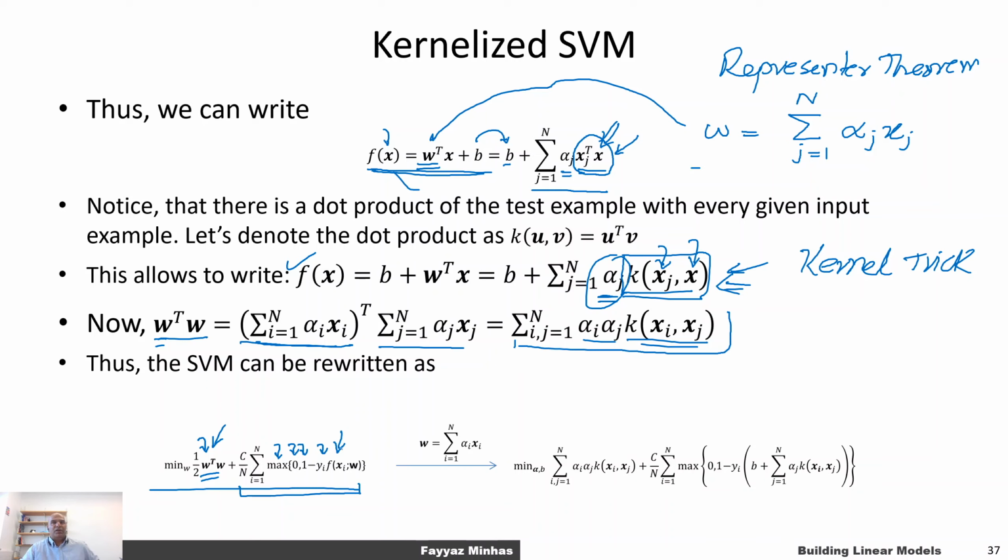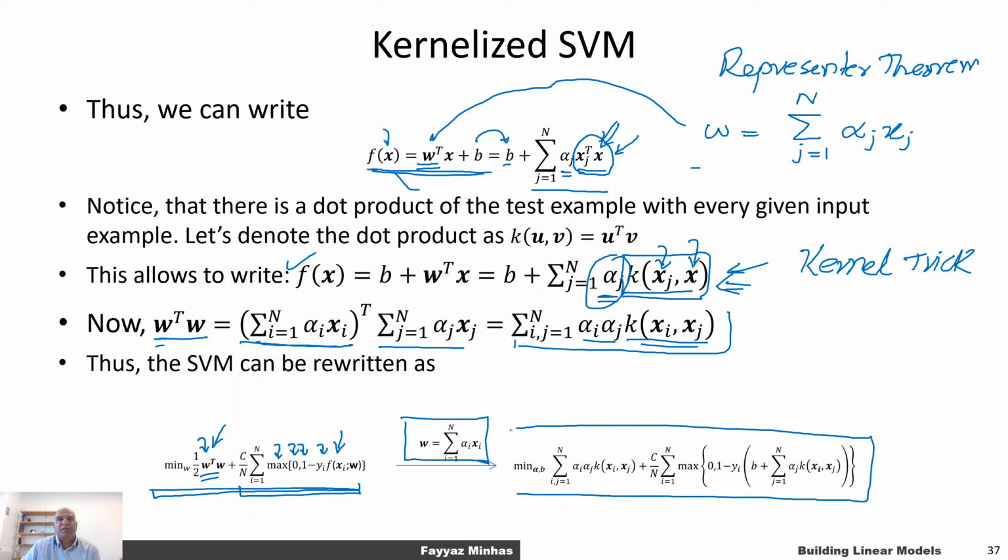Essentially, this allows us to take the SVM formulation and use the representer theorem to get a new representation of the same support vector machine. The good thing about this formulation on the right-hand side is that it is now kernelized.